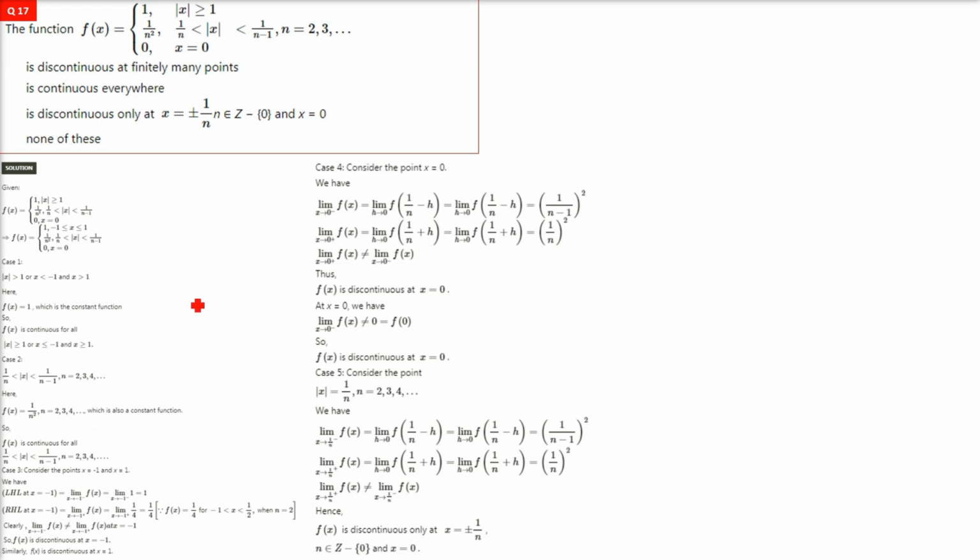Now, as I said, you have to take different cases here. Mostly what you see is that 1 by n square, when you replace it by 1 by n, when you replace it by 1 by n minus 1, it will be 1 by n square and 1 by n minus 1 whole square. So they are not going to match at all. So at plus minus 1 by n, it is not going to be continuous. That is what we see here. And at 0 also the same situation arises.